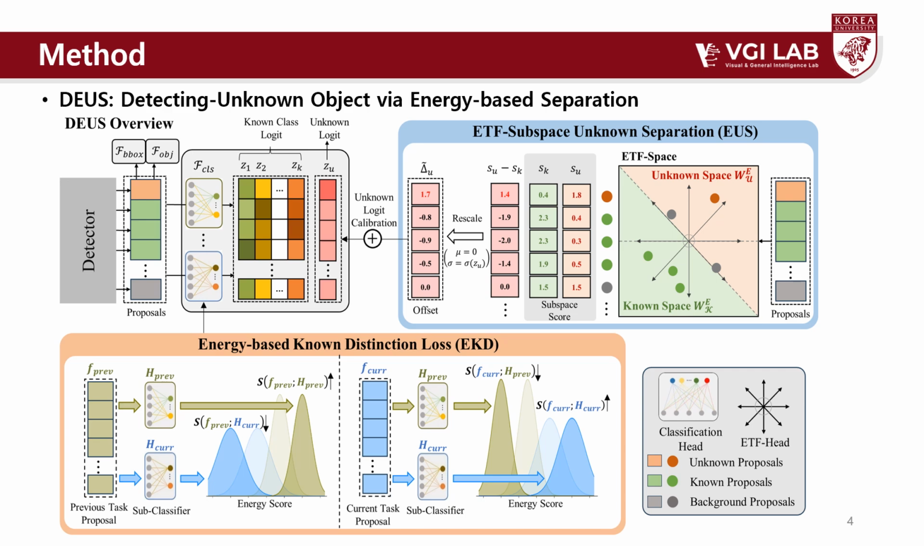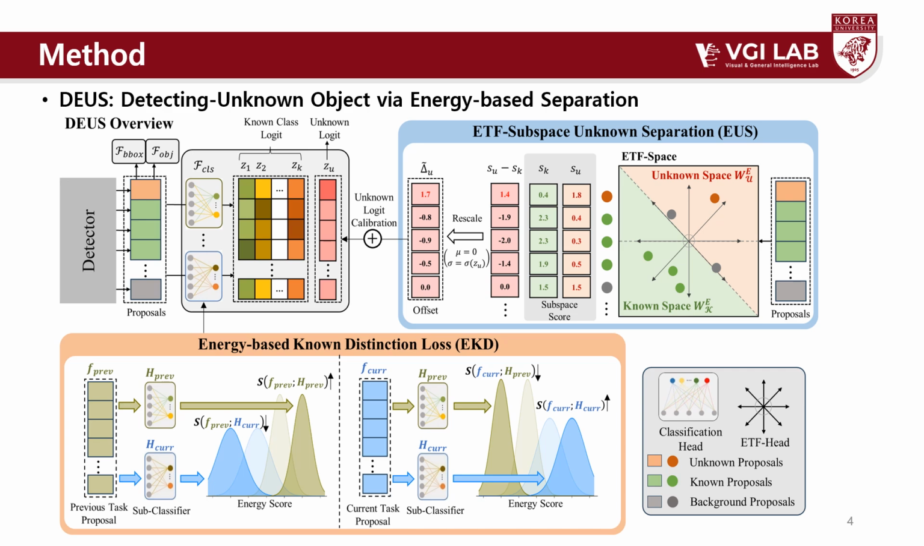This is our method DEOS. The important part is what each loss does. A proposal, which is a candidate object region, comes into the detector. For the first part, EUS, we build two spaces using an ETF, an equiangular tight frame. This is a fixed basis that is not learned. One space is the known space, and the other is the unknown space.